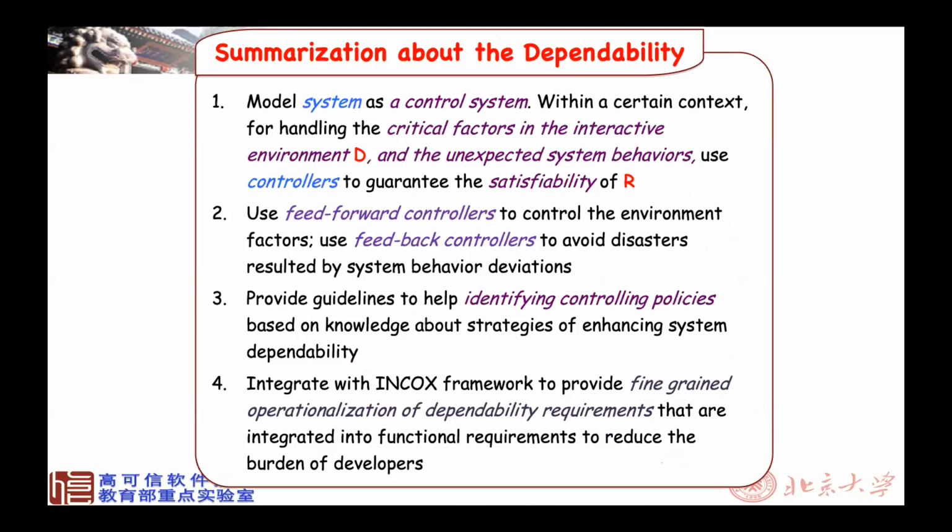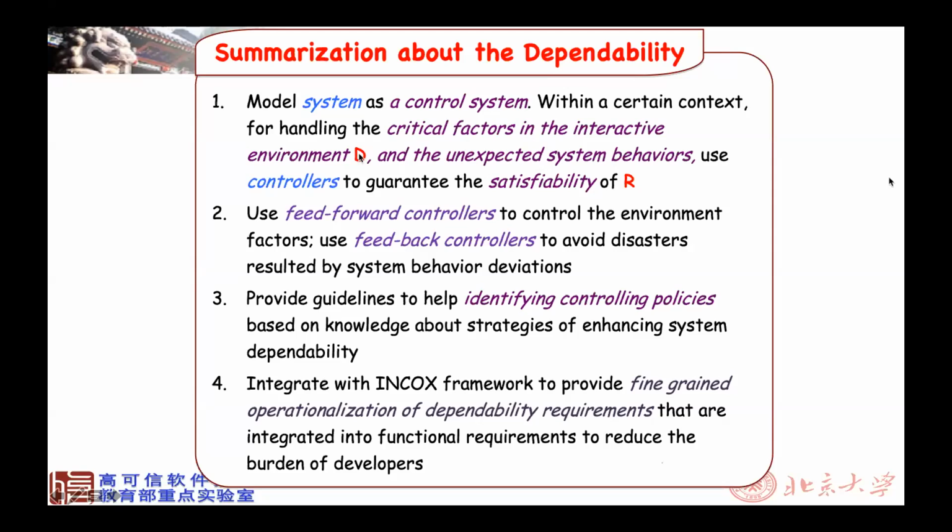Then, summarize. Summarization about the dependability. I would like to say that modeling the system as a control system is the first point of the dependability issue. That means that within a certain context, for handling the critical features in the interactive environment and the unexpected system behavior, we use controllers to guarantee the satisfaction of requirements.